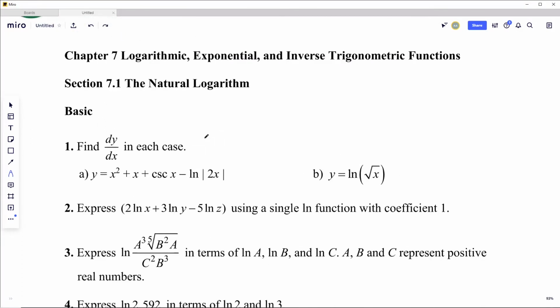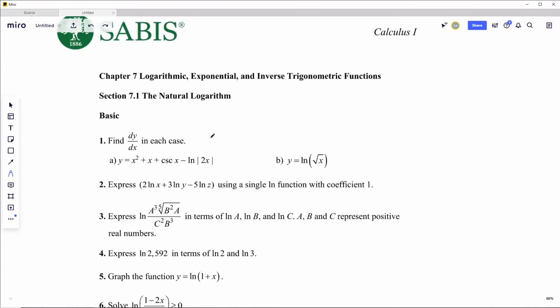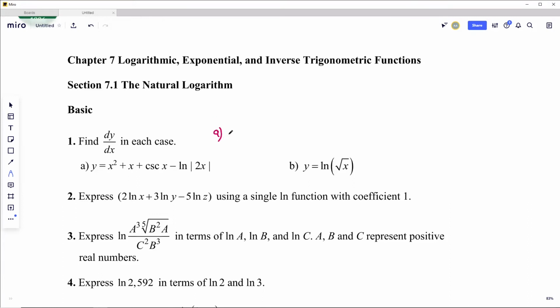So chapter 7, first question. It's really easy, just have to derive. For part A, just do individually, each one on its own.